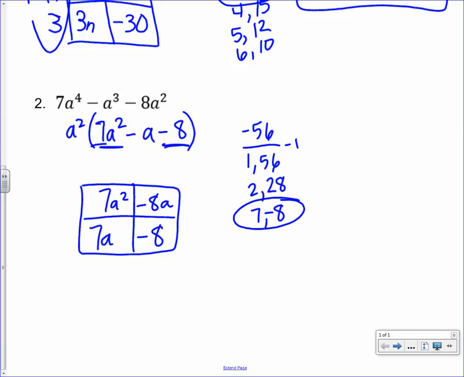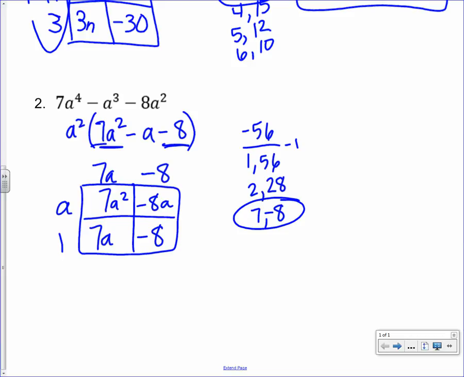So this column, 7a squared and 7a, what's the greatest common factor? A 7a. What about negative 8a and negative 8? It'll be a negative 8. And then once you have one side of the square, if it's easier for you, you could go 7a times what is 7a squared? That would have to be an a. And then 7a times what is 7a? Well, that has to be a 1, because that is the greatest common factor of 7a and negative 8.